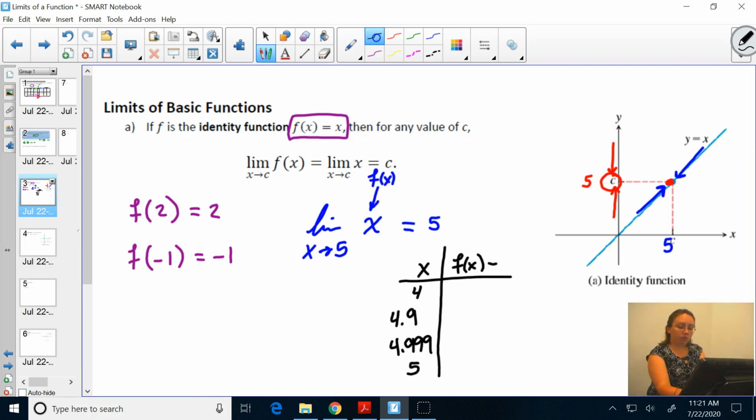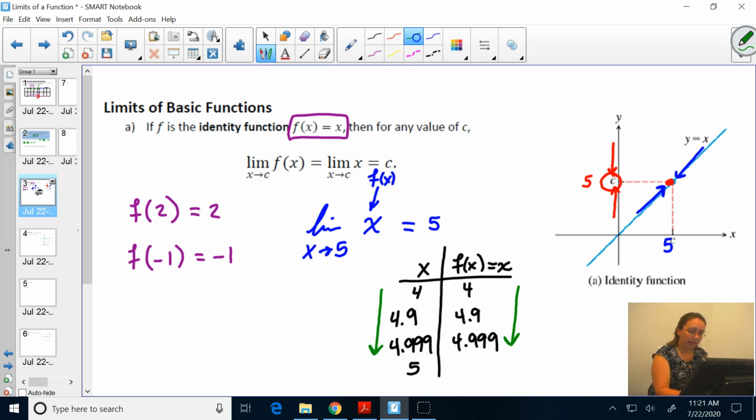According to our function, which is just x, whatever we put in is what we get out. So the answers to these are 4, if we plug in 4. And then if we plug in 4.9, we get 4.9. And then 4.999. If we plug in 5, well, that's what we want to find out. So watch what your function values are doing. What are our function values approaching? As the x values approach 5, the function values appear to be approaching 5 as well.